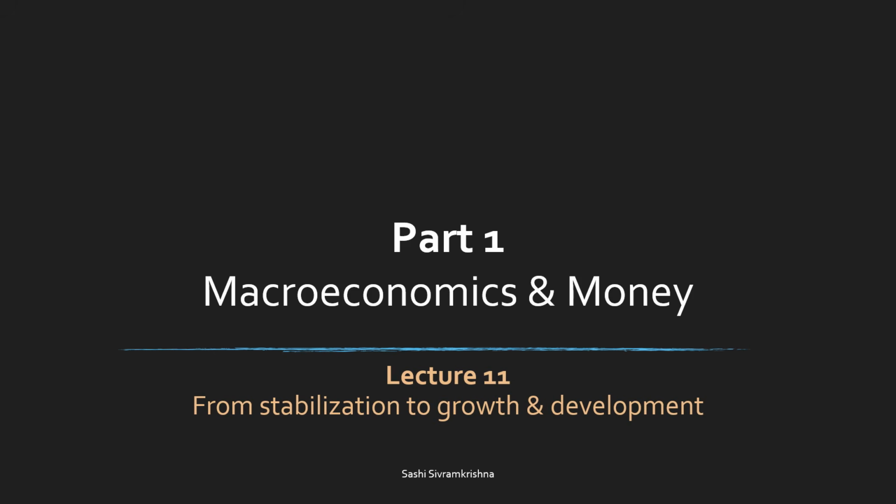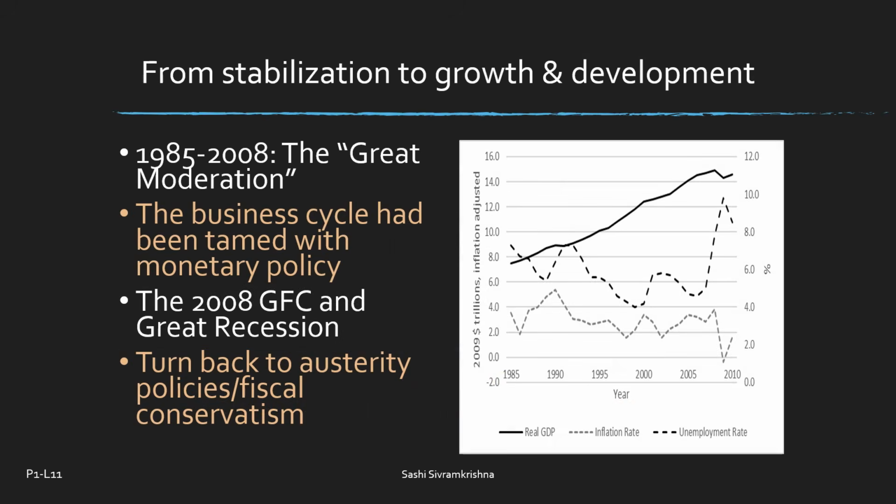We are in part 1 of the course, Macroeconomics and Money. In lecture 11, we will move from stabilization policies to issues related to growth and development. In our last lecture, we looked at the re-emergence of classical thinking. This period that followed, under several new schools of classical thought, actually witnessed robust growth in GDP.